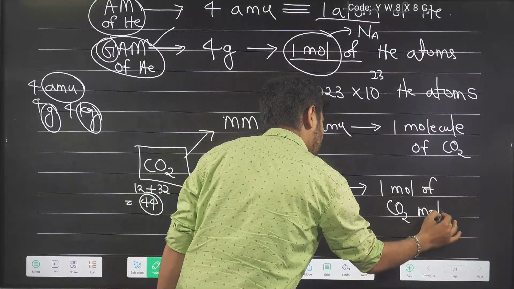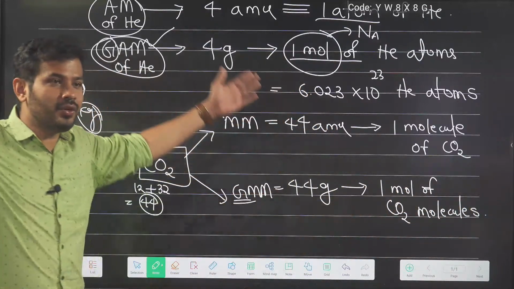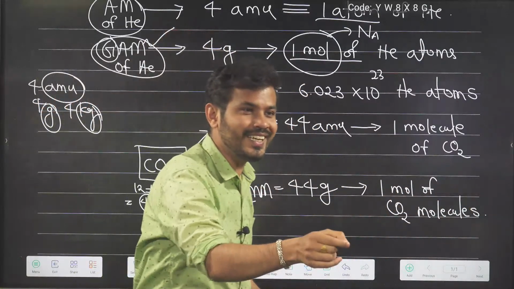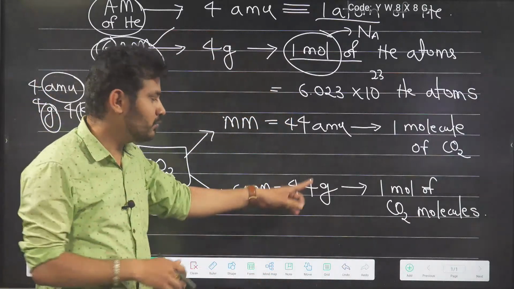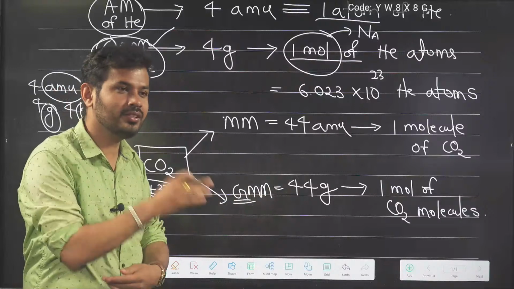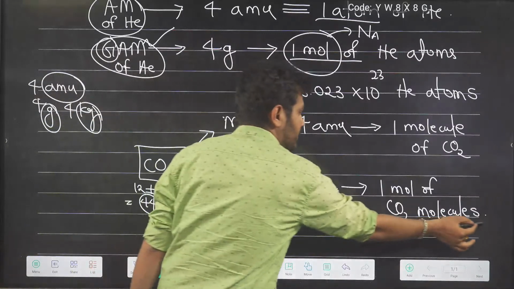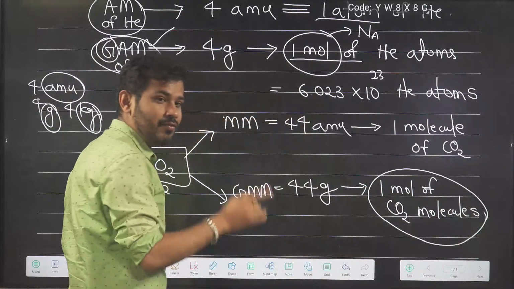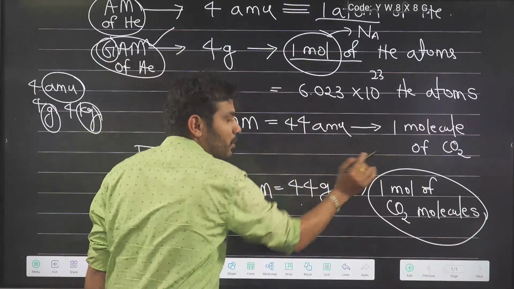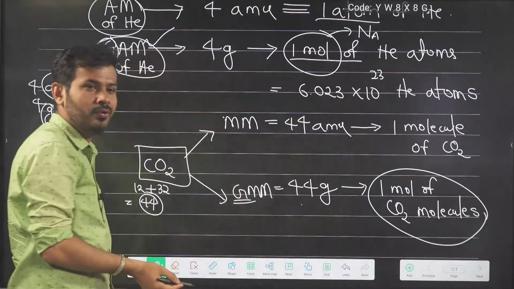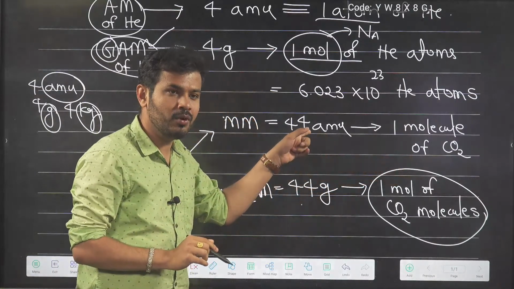If you take 1 mole, how much is this 1 mole? I told you, it is a very huge number. If you keep on counting the sand particles in the desert, you will not reach this 1 mole in thousands of crores of years. So 1 mole of CO2 molecules, that is Avogadro number of CO2 molecules, is 44 gram. If I take a single molecule of CO2, it is going to be 44 AMU, a very small mass.